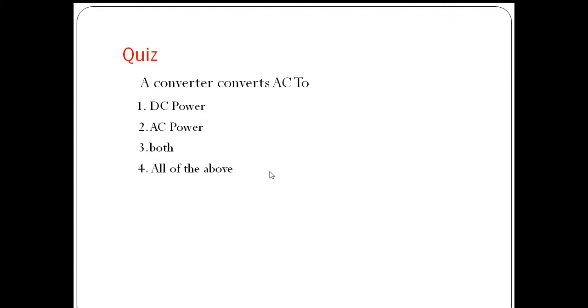Converter converts AC power to DC power, AC power, both, or all of the above. The converter is converting from AC to DC. Actually, a converter may convert AC to DC or DC to AC, but here they have given rectifier operation, so AC to DC.